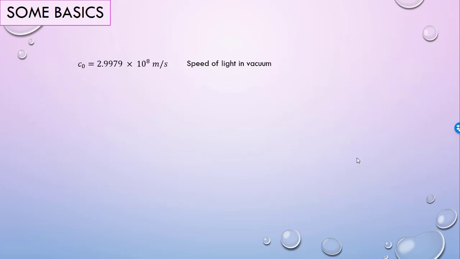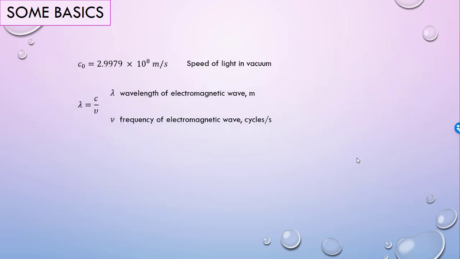This is the speed of light in vacuum. And then we'll also have the definition of lambda, which is the wavelength of an electromagnetic wave, given in meters, and nu, which is the frequency of an electromagnetic wave given in cycles per second. These two quantities are related by the expression on the left, where lambda equals c over nu.